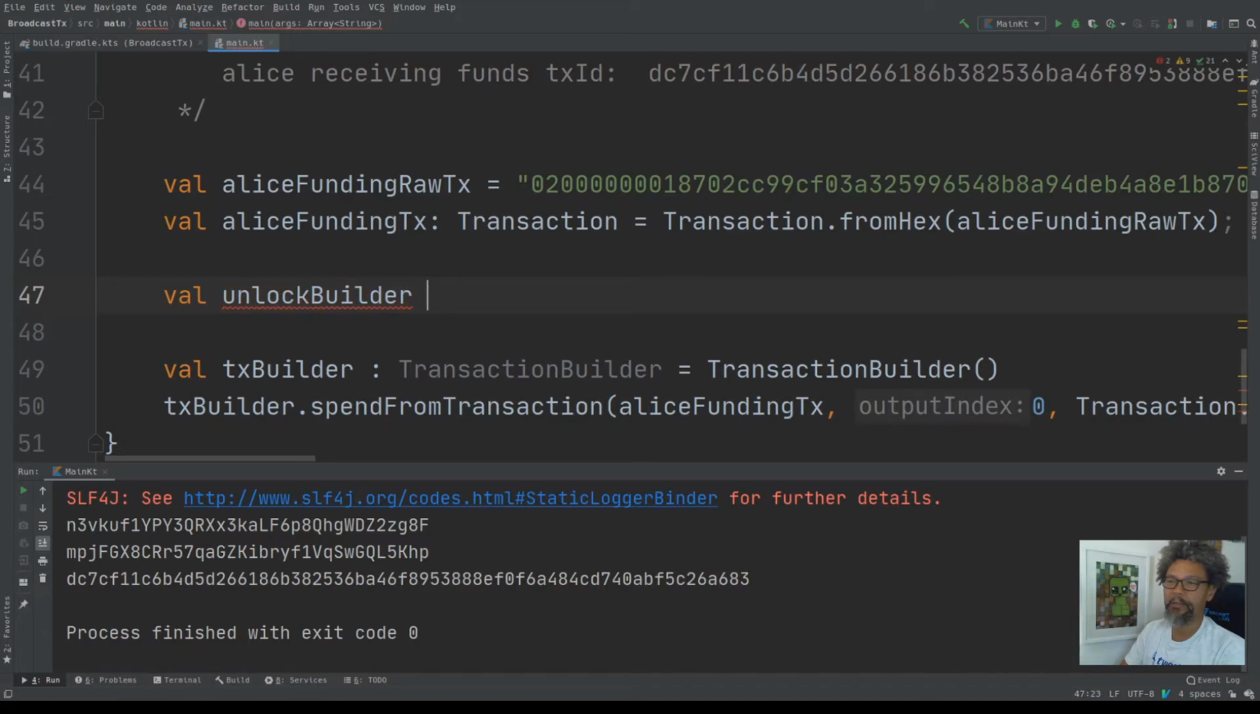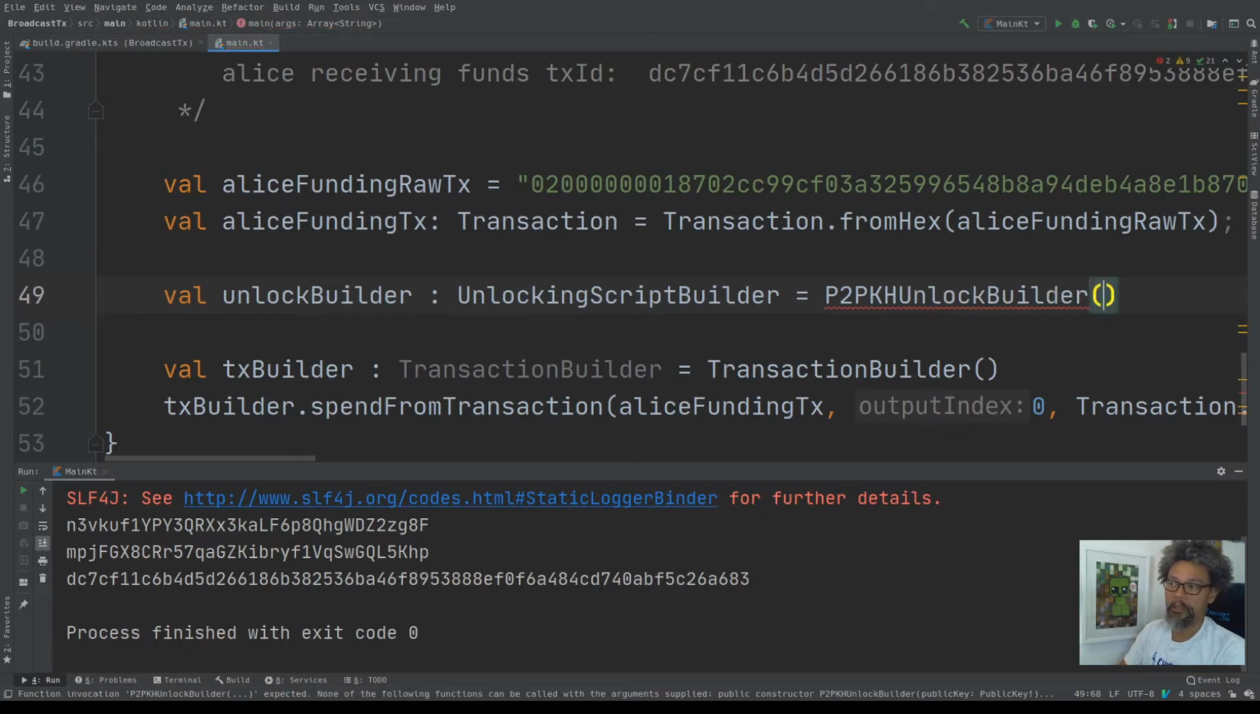I'll just call it the unlock builder, because we'll only have the one, which is an unlocking script builder, and I'm going to have a very specific instance of this, which is a paid to public key hash unlock builder that we are going to be creating. We want to create this from Alice's public key. So we're creating an unlocking script builder from Alice's public key, which will create the correct spending conditions that need to be signed.